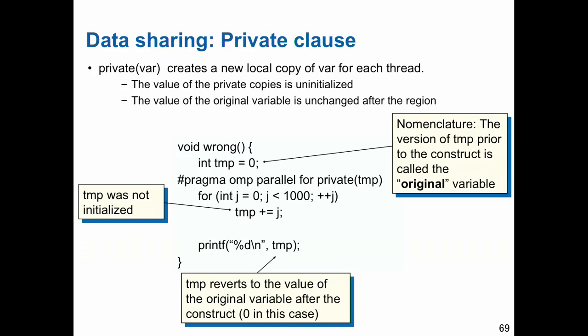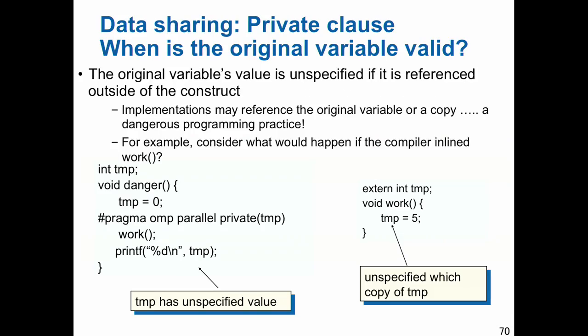Now, when I get to the end, I'm going to print temp, and the value it's going to print is the original, which makes sense, because when I leave the scope of the construct, the variable goes out of scope, and by the rules of the C language, it goes bye-bye. So we revert back to the original copy. Really easy. Let's look where it gets messy.